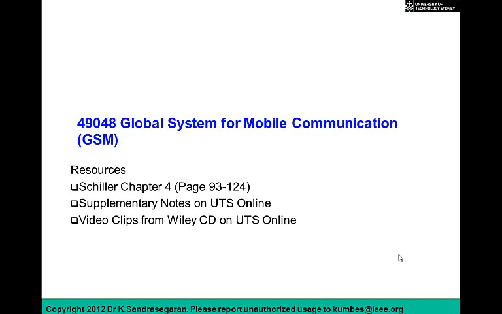The resources that you will have for this subject are chapter 4 of the Schiller textbook, which goes into quite a lot of details about GSM, and also there are some supplementary notes on UTS Online. I've also provided you on UTS Online a Wiley CD which contains a number of animated concepts of GSM, which you'll be able to have a look at. So let's get started with the lecture material.